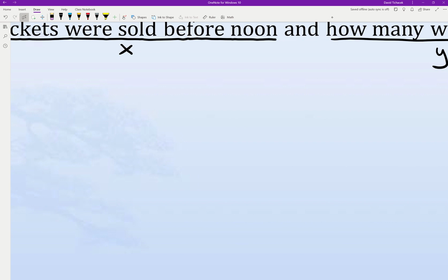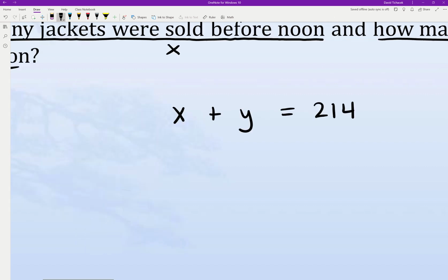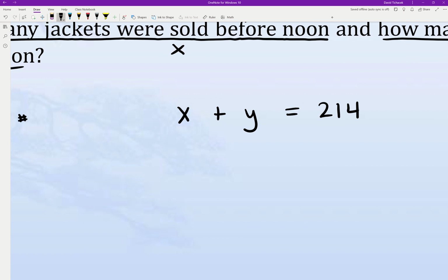And so if we take the amount of jackets that was sold before noon and we add that to the number of jackets that was sold after noon, that should equal the total number of jackets, which is 214, right? So my first equation here talks about the total number of jackets that were sold. All right, now we need to get another equation, and you'll notice that the other thing that this word problem talked about was money, okay?